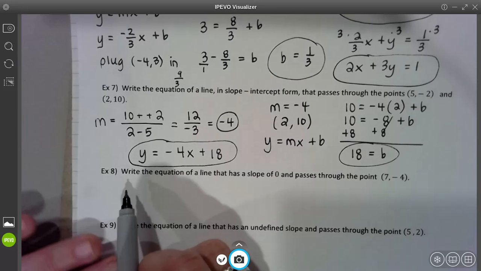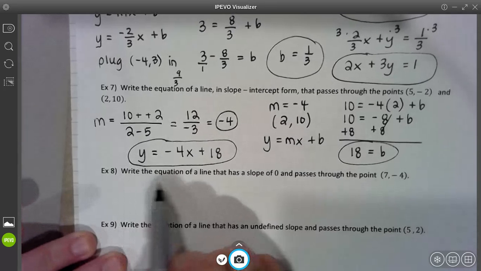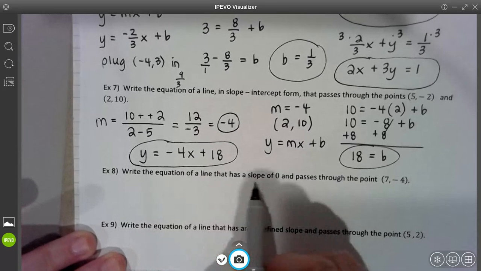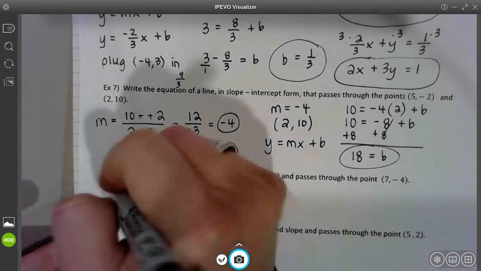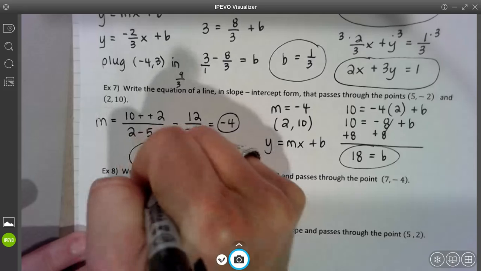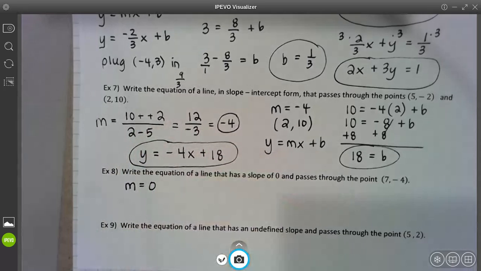All right, so guys, look at example 8. It says, write the equation of a line that has a slope of 0 and passes through the point (7, -4). So guys, the first thing I noticed is they did tell me the slope. Now, there's 2 ways to do this problem. I'm going to try to train you to do it this way.